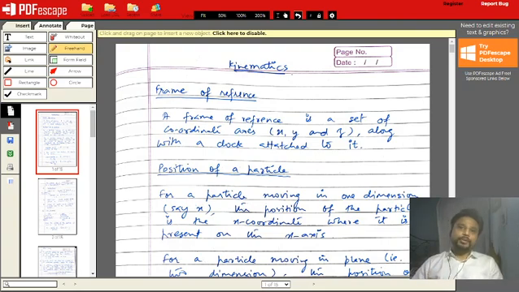What is the velocity of the particle, what is the acceleration of the particle. And the advantage of studying particles moving in a straight line is that we can actually visualize what is the position of the particle, what is the velocity of the particle, what is the acceleration of the particle, and how these quantities influence each other in very simple terms.